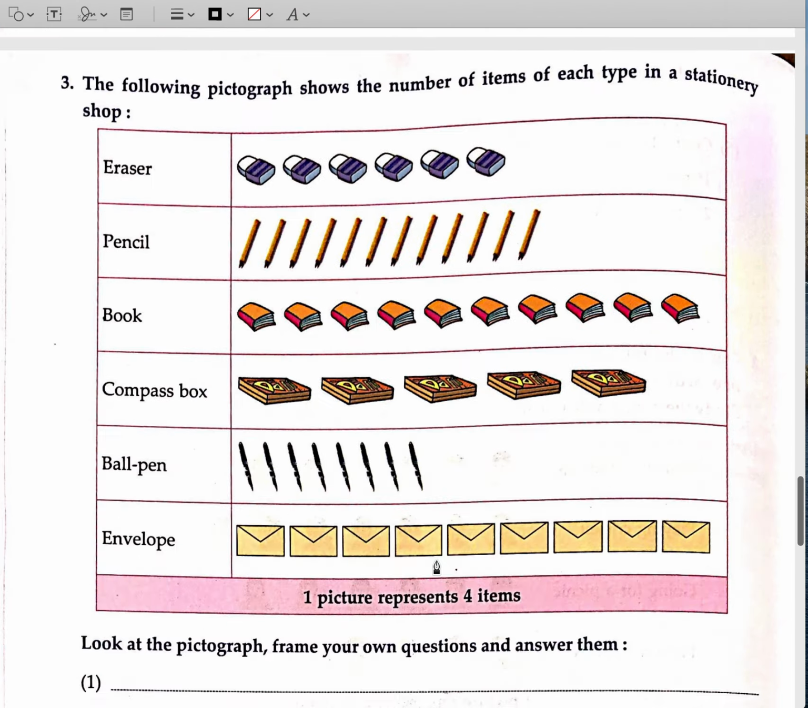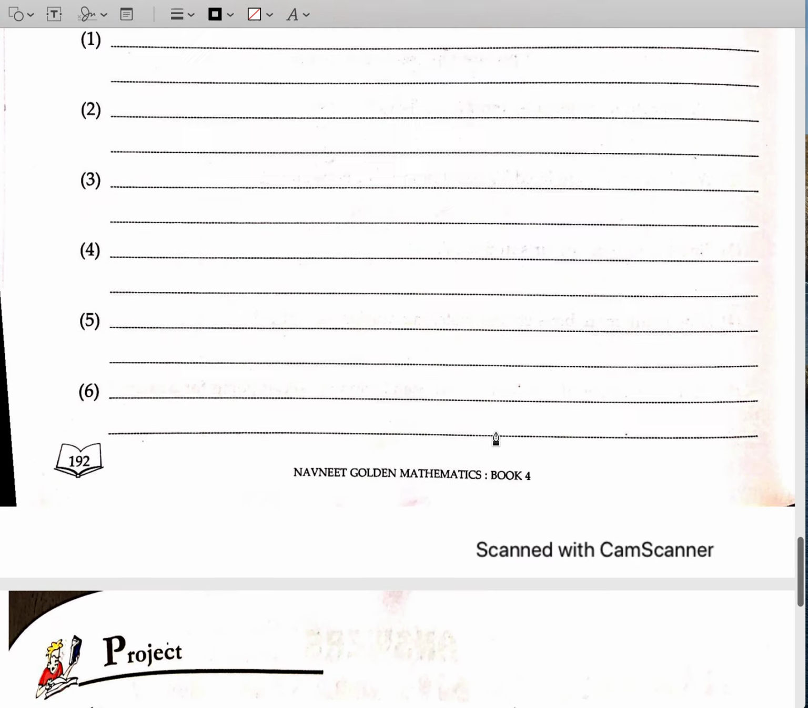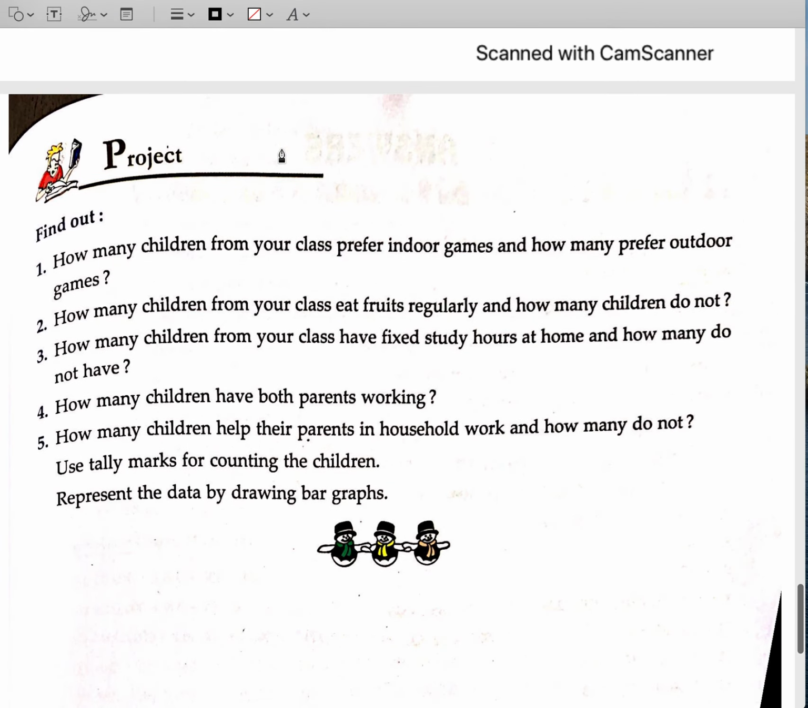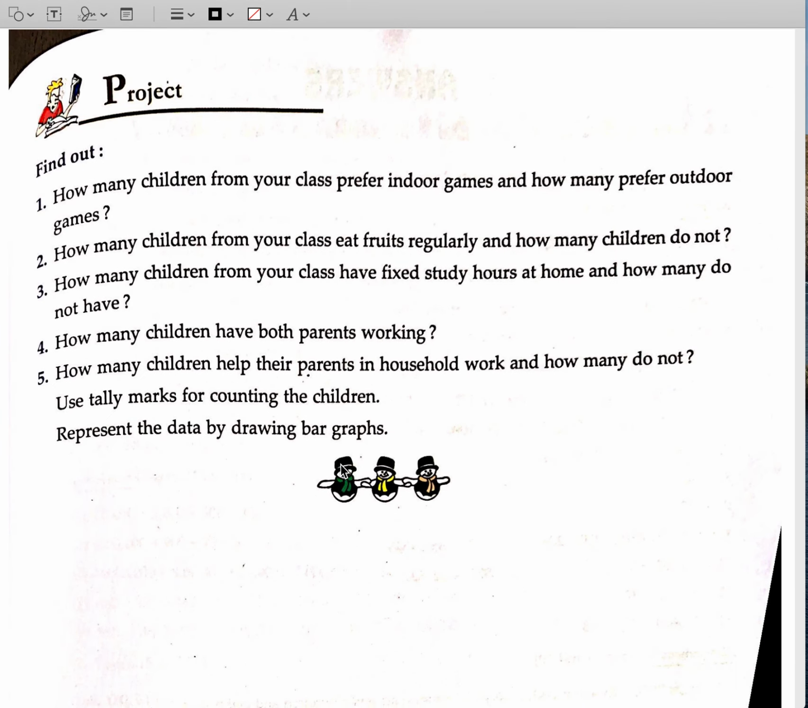Now the second and third examples you can do at home for homework. And this is a project which again you will do for homework. So with this we have finished our 15th chapter, which is data handling.